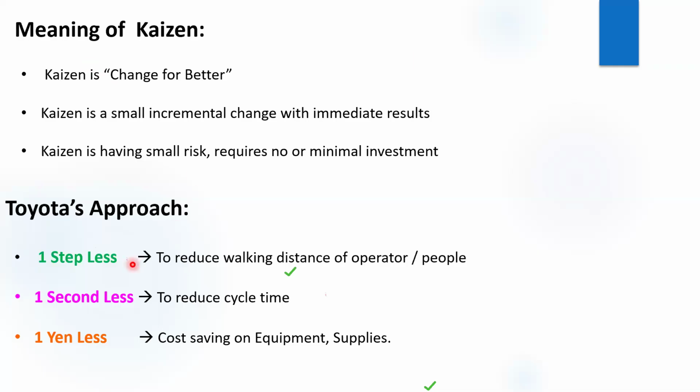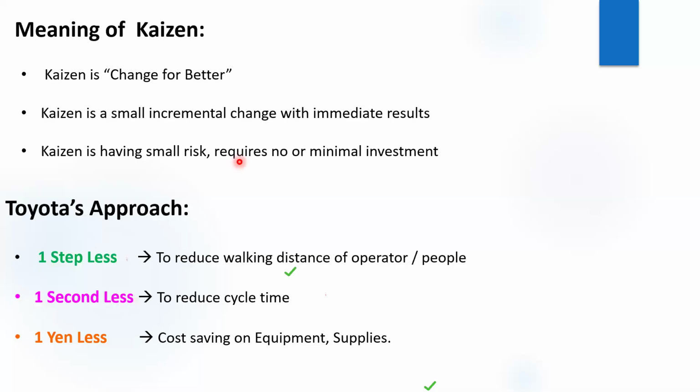Just one step less is also called Kaizen. One second less. Suppose there is a cycle time of 42 seconds. I am just reducing it by 1 second, but I am ensuring that it is not affecting safety and quality. That is very, very important. I will tell you, when we are doing any Kaizen, it should not affect safety and quality.